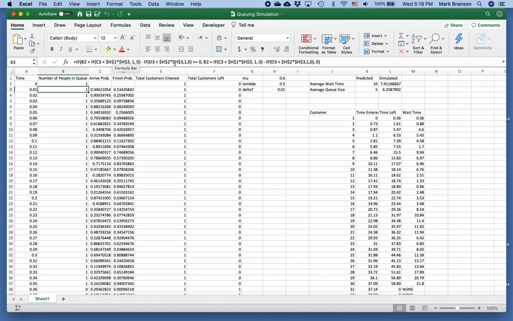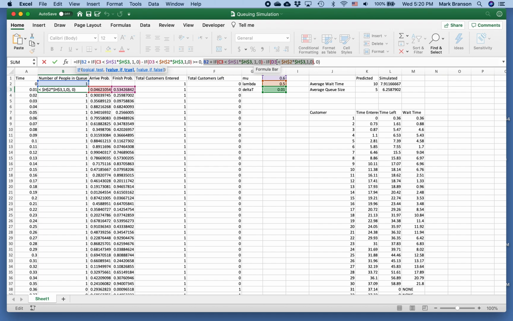But the main part of it is this section right here that I'm highlighting. What that's saying is we take B2, the number of people who are in the queue already. And then if our C3, which is our probability that somebody arrives, is less than H1 times H3, so mu times delta T. So if our arrival probability, which is just a random number, is less than mu delta T, then another person joins the queue, one or zero.